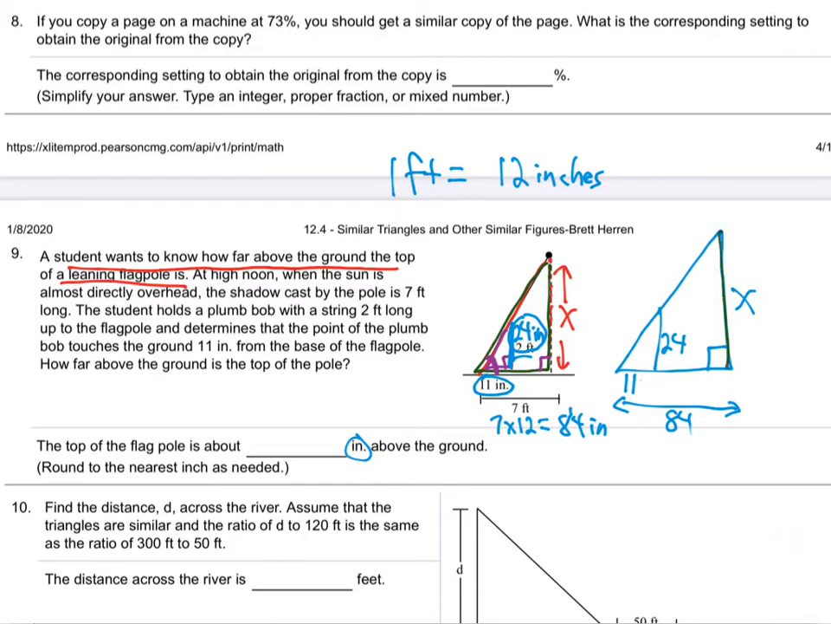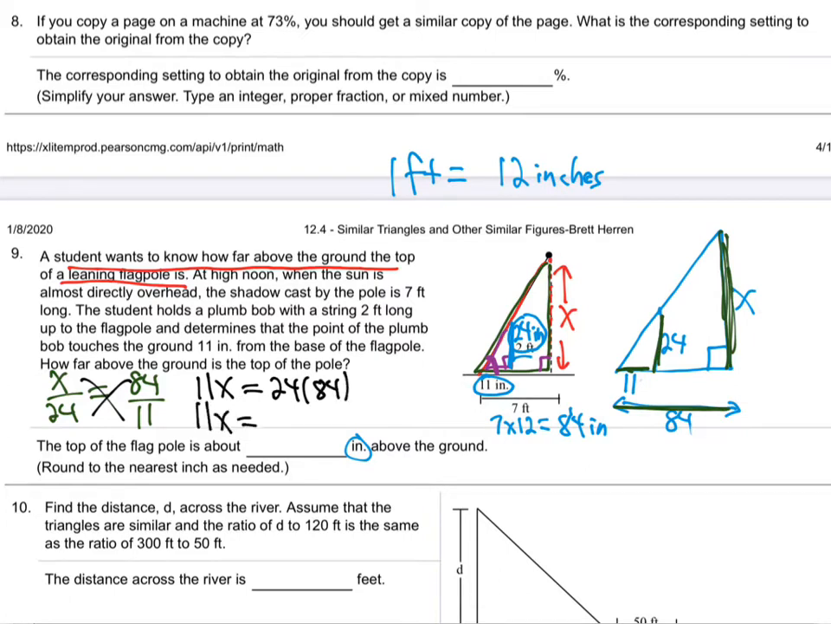So, x is to 24, as the right side of the big triangle to the right side of the little, as the bottom of the big triangle, 84, is to the bottom of the little triangle, 11. That ratio's got to be equal. Cross multiply. 11 times x is 24 times 84. Use your calculator. I'm getting 2016. And then last step to finish solving for x, divide by 11.